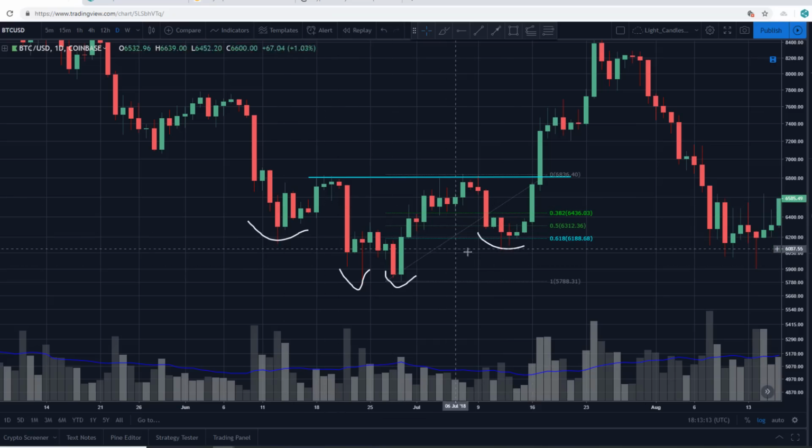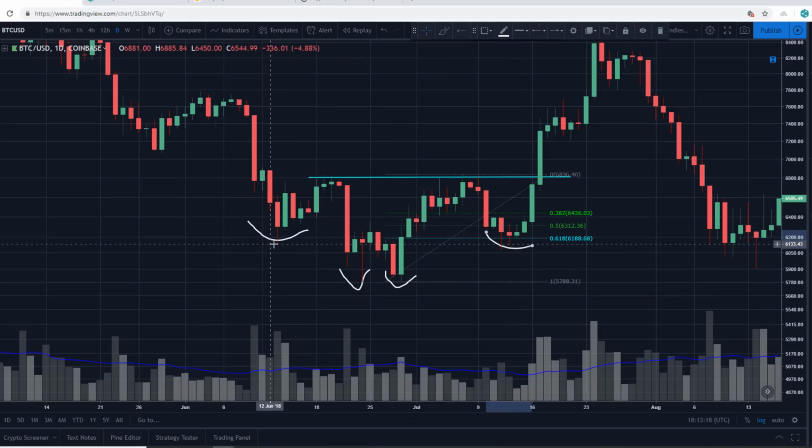You also notice that the low of this shoulder was pretty close to the low of this shoulder here. This shoulder bottomed at around 6,100. This one briefly undercut 6,100, but never went below that. It was 6,080 basically, and just tested it a couple days and then took off from there.